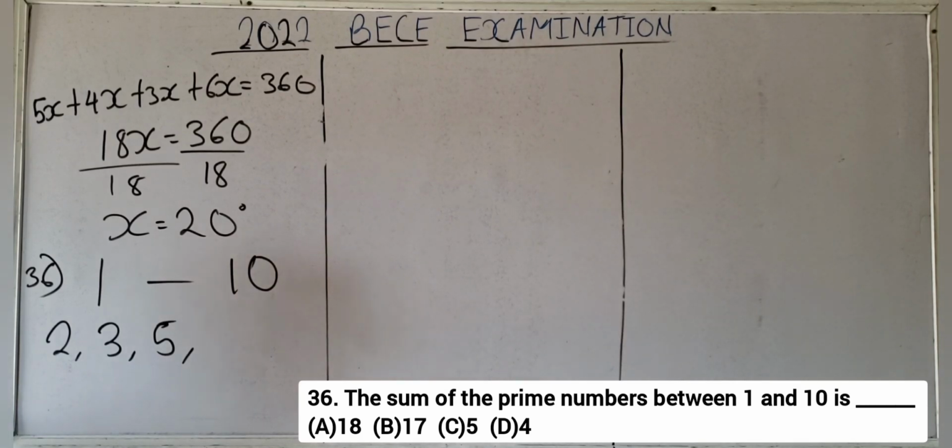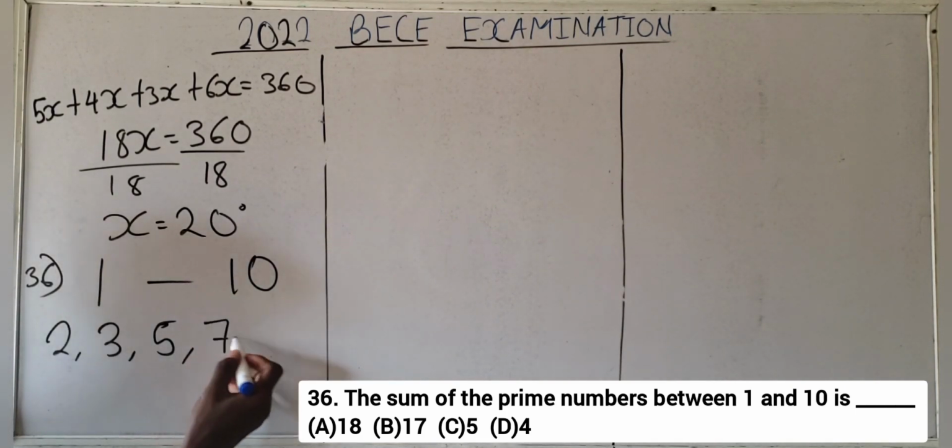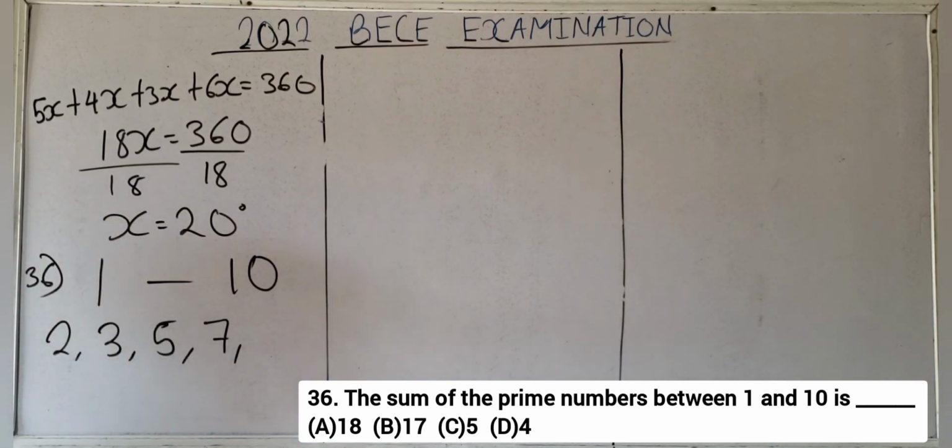What of 7? Yes. Let us try 7. 7 is divisible by 1. Now, is there any number that can divide 7 without a remainder? Absolutely not. So we can consider 7 as a prime number. What of 8? Is 8 a prime number or not? Don't forget, prime numbers are those numbers that have 2 factors, which are 1 and itself. Is 8 a prime number or not? Absolutely not.